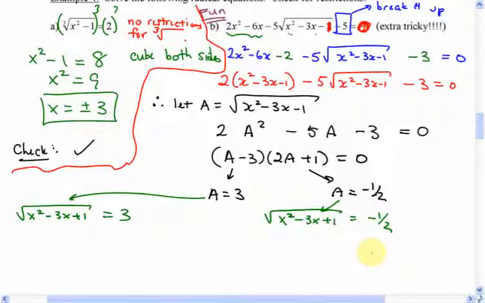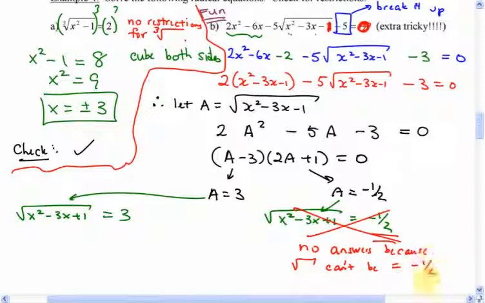Good. I hope you see something, dear friends. The one on the right-hand side here. Can the square root of whatever ever equal a negative number? So guess what? No answers from this part. Okay? Just no answers, because the square root can't be equal to negative 1/2. Okay? So you're actually saved. You only need to solve one more part, which is the one on the left side.